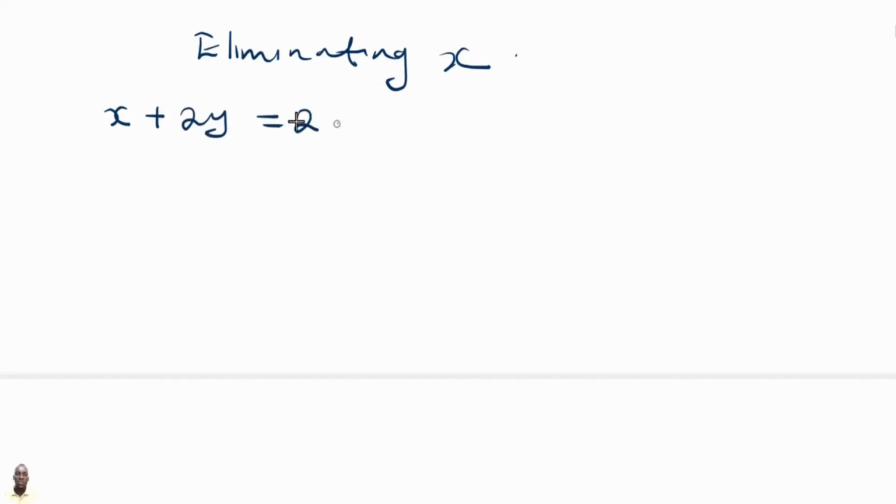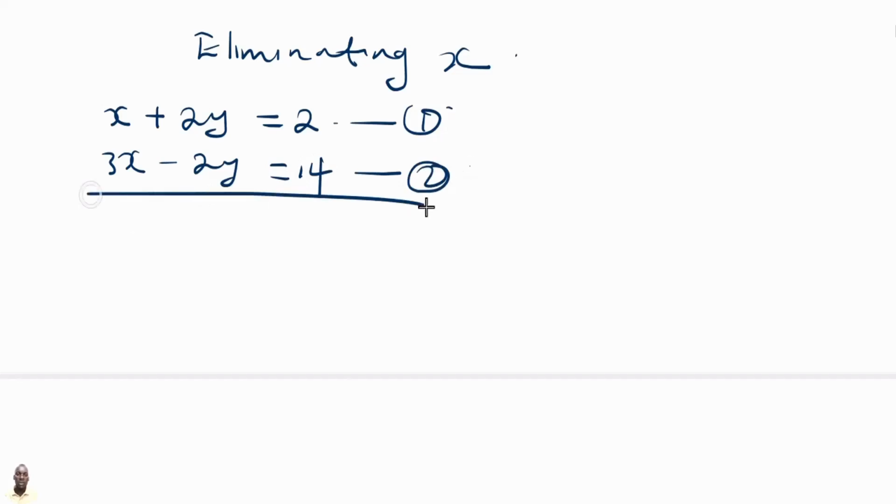If one decides to eliminate x from the equations, so we are saying eliminating x instead of y. Remember, we have our equation as x plus 2y equals 2 as our equation 1, then 3x minus 2y equals 14 as our equation 2. If we are to eliminate x, this is what we do.